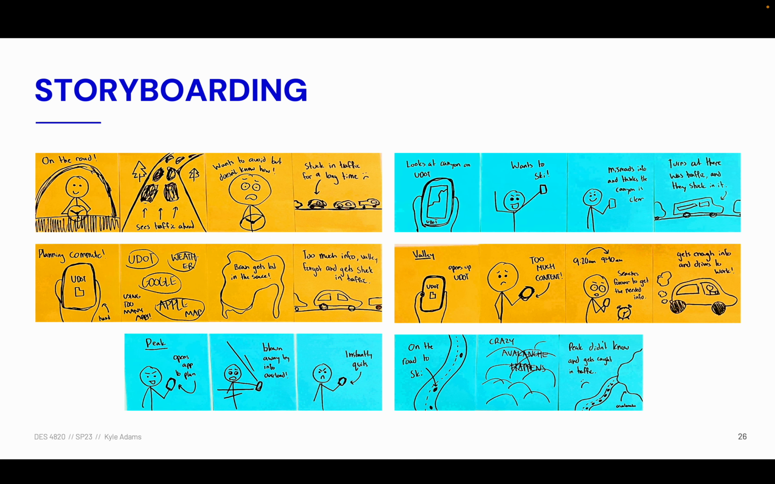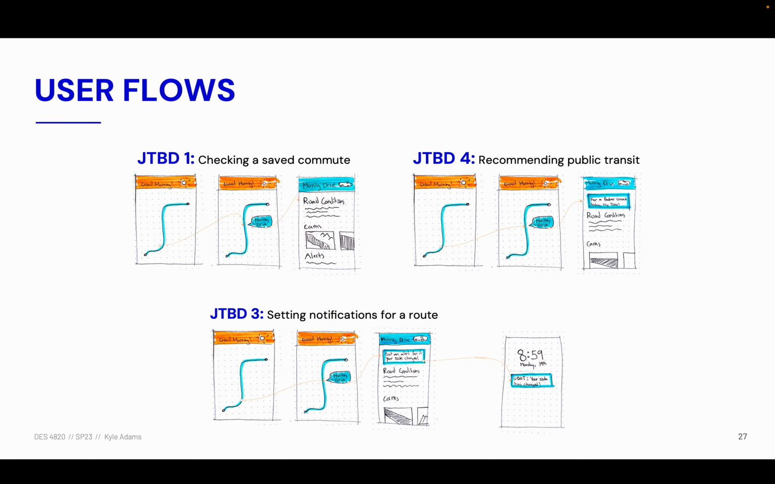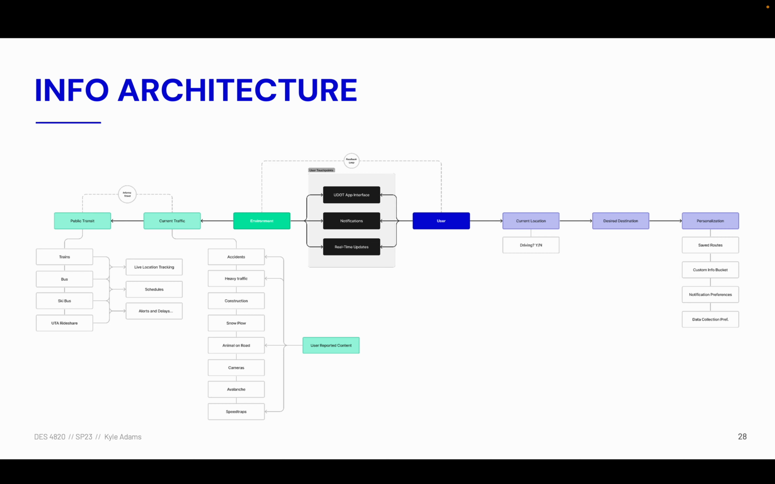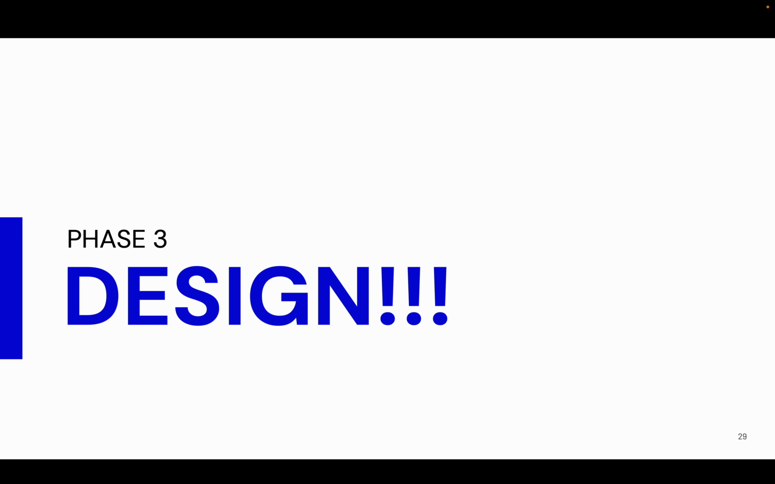Here are my beautiful storyboards, which helped me to visualize the problems that I was designing for, and the lo-fi flows that I developed. Through the lens of my personas, my ideas finally started to take form. Lastly, with my information architecture diagram, we can better understand how UDOT becomes a bridge between the user and the greater transportation ecosystem. This all led to the final, and most fun phase, design.